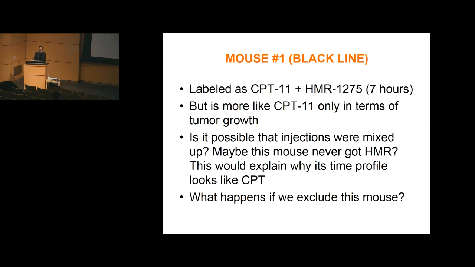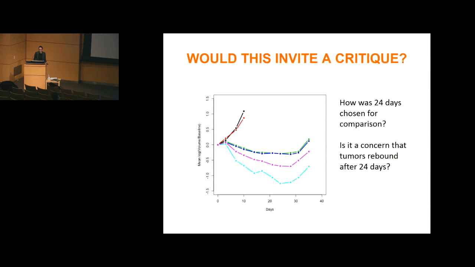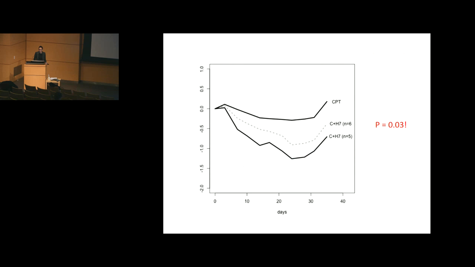So what happens if we exclude this mouse? If we exclude it, so we have the six group here and then the five group here, the summary value becomes lower because that value was high and we excluded it. So now we do a test on these two groups, and the p-value is significant.